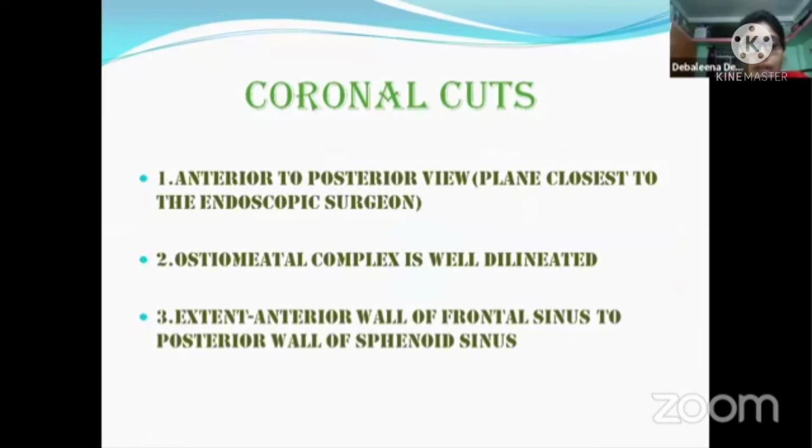So now coronal cuts. The coronal cuts are from the anterior to posterior view. It is the plane closest to the endoscopic surgeon, because we also go from anterior to posterior, and the structures we encounter are similar to those in the coronal cuts. In the coronal cuts, the osteomeatal complex anatomy is very well delineated. Now, the extent of the coronal cuts is from the anterior wall of the frontal sinus to the posterior wall of the sphenoid sinus.